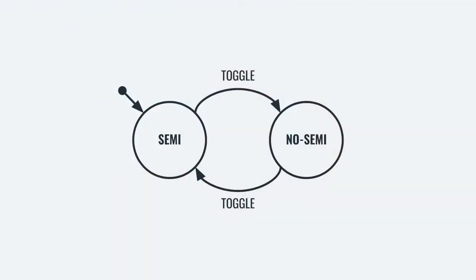Suppose you were building a user interface for Prettier, which is a code formatter for JavaScript and other languages, and you were building a button that would toggle the semicolons option from Prettier. So you start in the semicolon state, you toggle it, it goes into no semicolons, you toggle it, it goes back to semicolons. And this is a pretty cool way to define UIs.